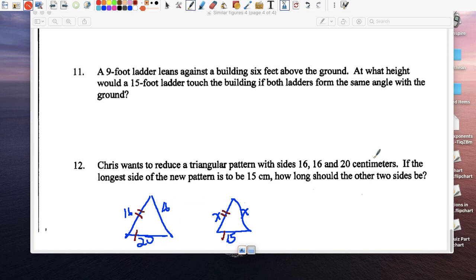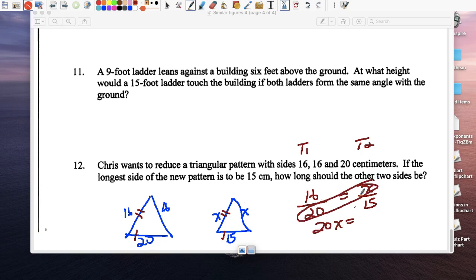Now, it's proportion, so on triangle 1, 16 to 20. The ratio of 16 to 20 is going to be the same ratio as x to 15. Cross multiply. 20x. 16 times 15 is some number that I now know. It's 240. We're going to divide by 20, and x equals 12.